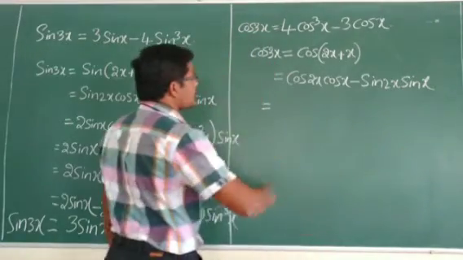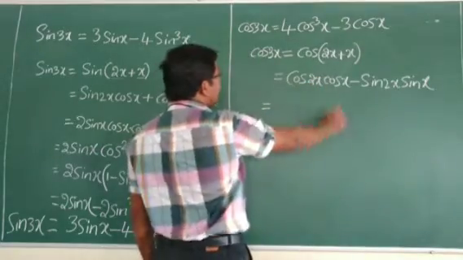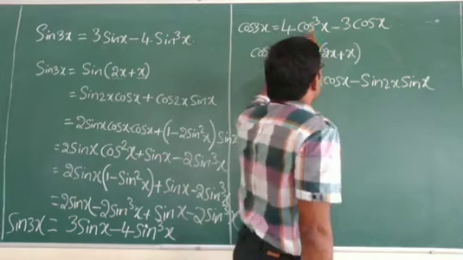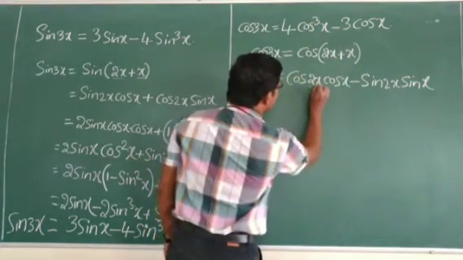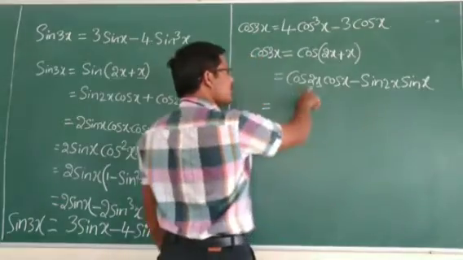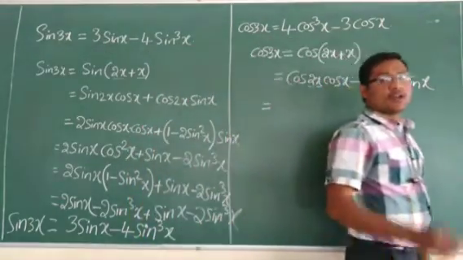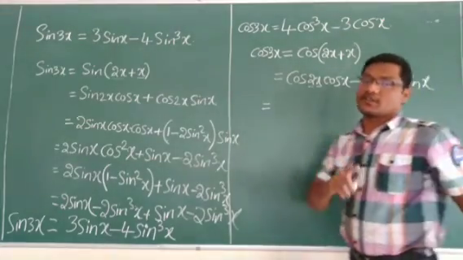Now everything should be converted in terms of cos. Here we already have cos, but we need it in terms of cos cube x and cos x. We do not want this 2x, so we use the appropriate formula again for cos 2x.